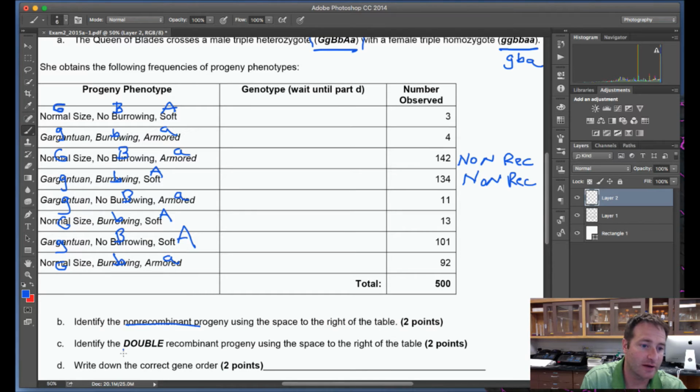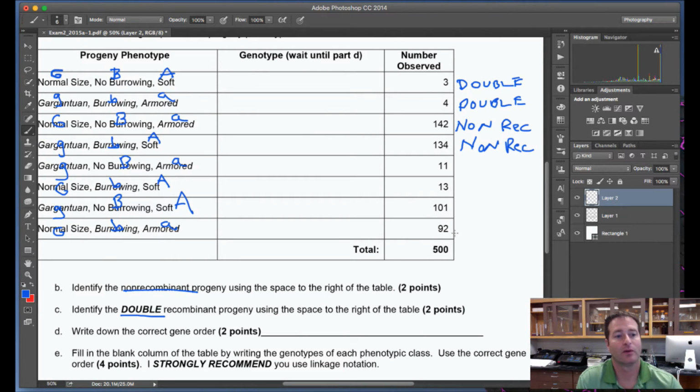Now we need to identify the double recombinant progeny. Now, non-recombinant progeny are the most common, which means the recombinant individuals are less common, and doubly recombinant individuals are the least common of all. And so you look for the lowest numbers in your data table, and that is the 3 and the 4. So if you just do something like this, you've done that, okay? So there's 4 points.